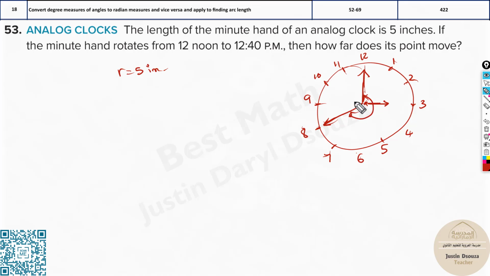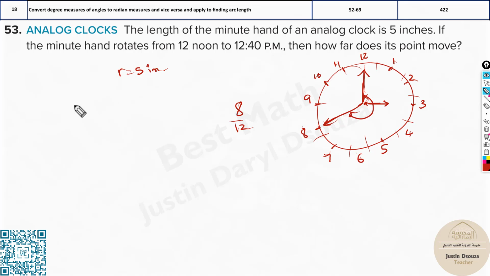From here to here. How far does the point move? What is the degree here? Now, what you can do is, 40 minutes is basically 1, 2, 3, 4, 5, 6, 7, 8, right? From here, you can just count till 8. So, 8 out of how much? 12. But the total circle is how many radians? I'm not dealing with degrees. You can do it in degrees, 360. But now I'm dealing with radians.